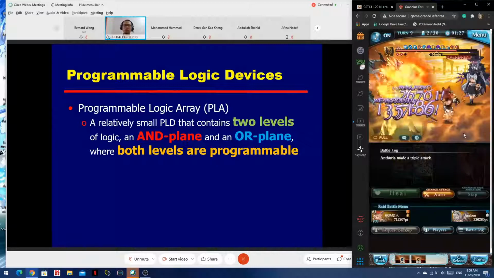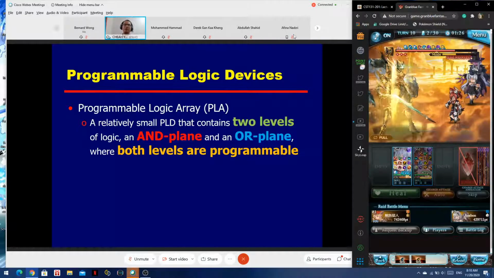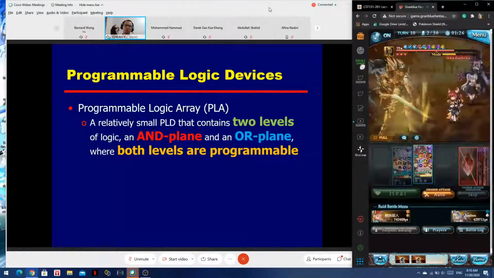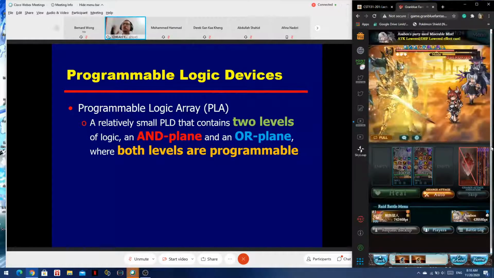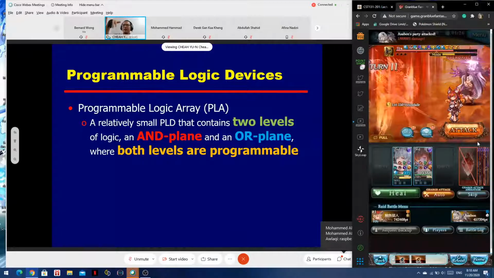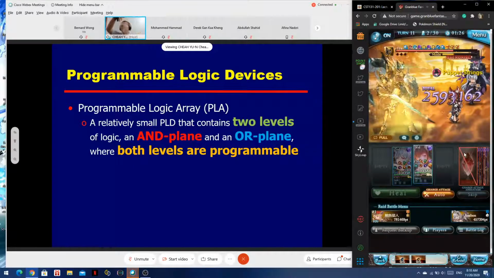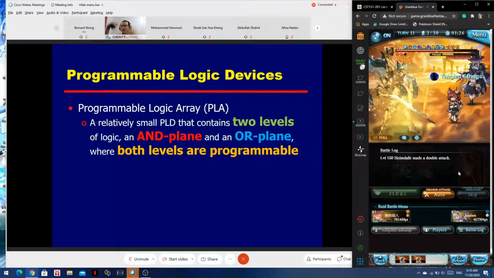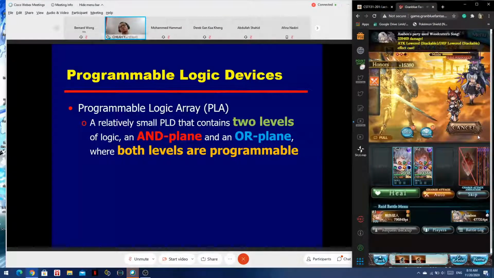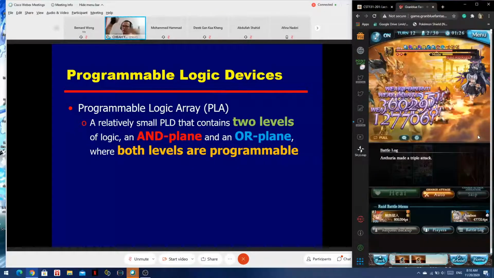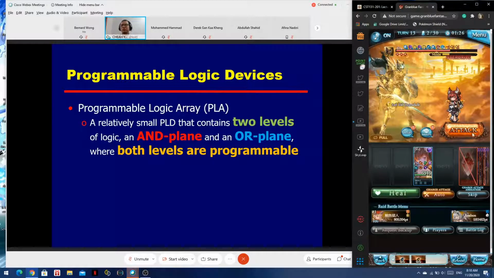Okay, the first one I'm going to introduce here is what we call the programmable logic array, the PLA. It's a small and simple PLD, programmable logic device, and it contains two levels. One is the AND part, and one is the OR part. Both are programmable. That means the combination of ANDs can be programmed, and after that, the combination of ORs can be programmed. So just remember, for PLA, you have two levels. One are the AND gates, and one are the OR gates. And then we can program them both.